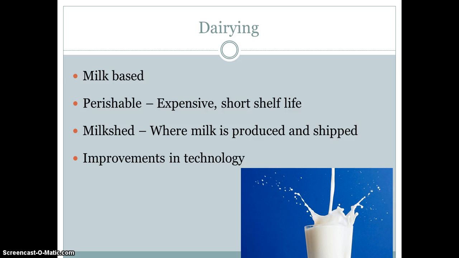Dairying is milk-based, so it's milk, yogurt, all the above. Because of its perishability, it's expensive, has a short shelf life, and primarily it used to have to be next to the marketplace, as illustrated in von Thünen's model. But the milkshed, where the milk is produced and shipped, has started moving away from the market center because of improvements in technology, such as refrigeration.